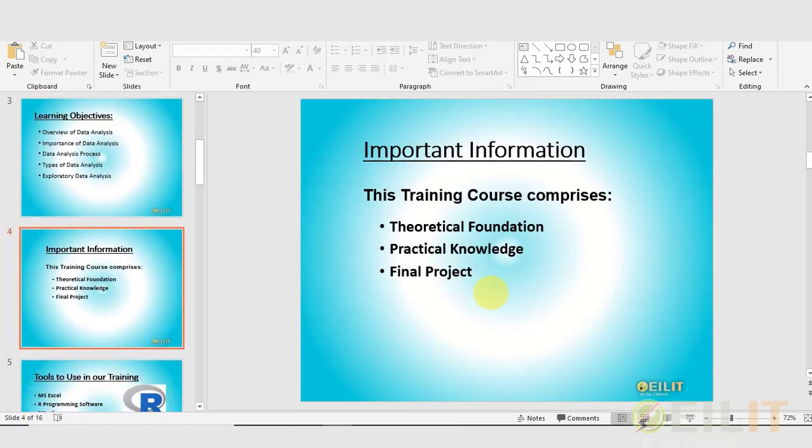And then there is some important information that is required in our training course, and this involves some theoretical foundation of what data analysis is all about. And we are also going to develop a practical knowledge about data analysis, and you will have a final project to carry out. It is the outcome of your final project that will determine the outcome of your learning process.